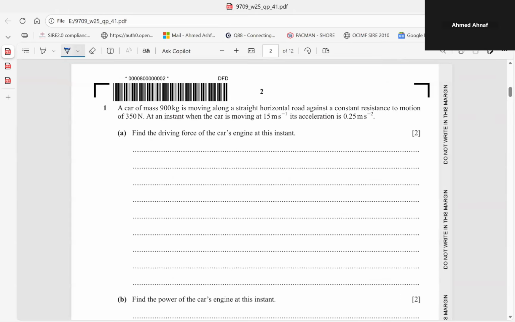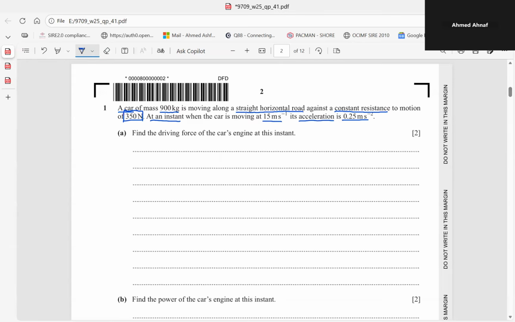Okay, so for the first question, we are told that a car of mass 900 kg is moving along a straight horizontal road against a constant resistance to motion of 350 newtons. So this is the resistive force. At an instant, when the car is moving at 15 meters per second, acceleration is 0.25 meters per second squared. Okay, so for the first part, we need to find the driving force of the car's engine at this instant. So the instant that they're referring to is the last sentence.